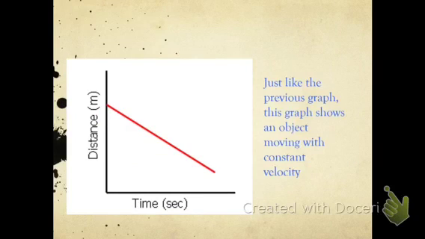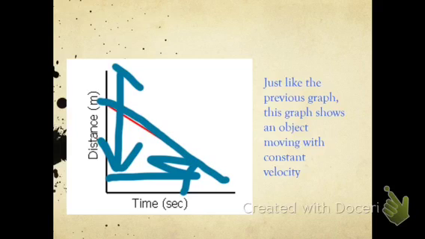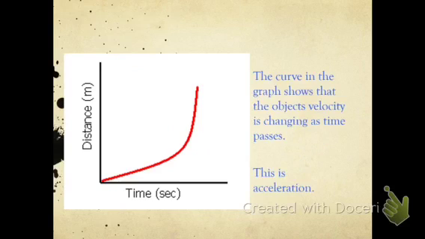Your distance is decreasing. So as time is increasing, that's an eraser, I need a marker. As time is increasing, your distance is decreasing. But because it's a straight line, it's decreasing at a constant speed. Okay? This next graph, because this one is not a straight line, it's showing us that our speed has changed.